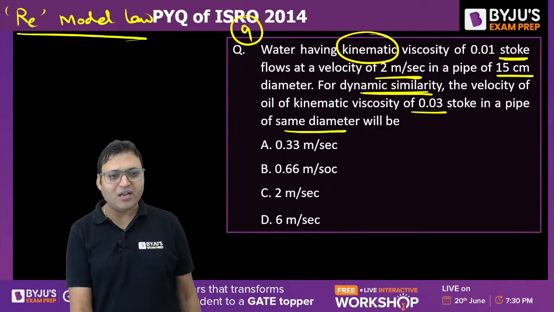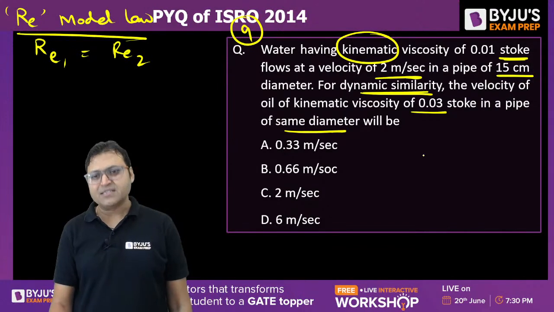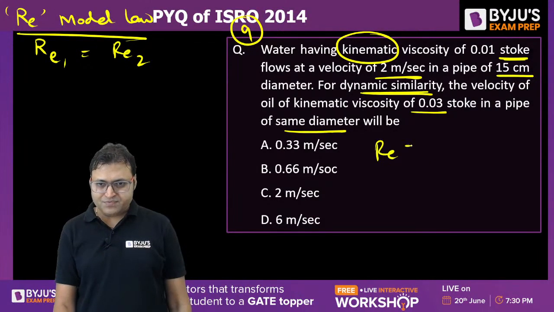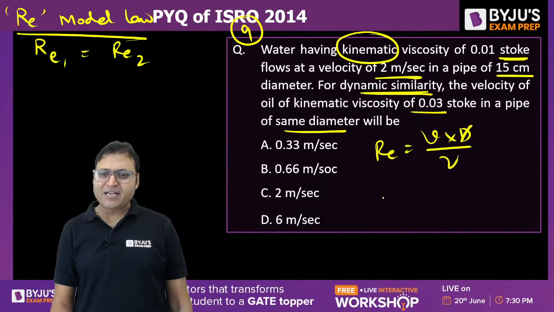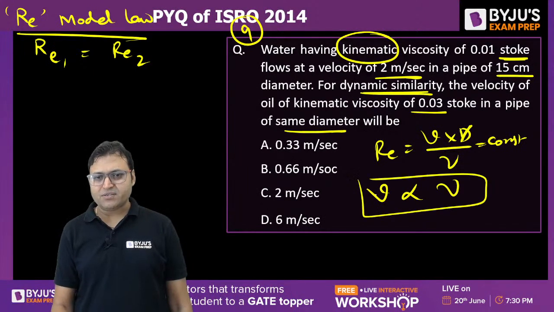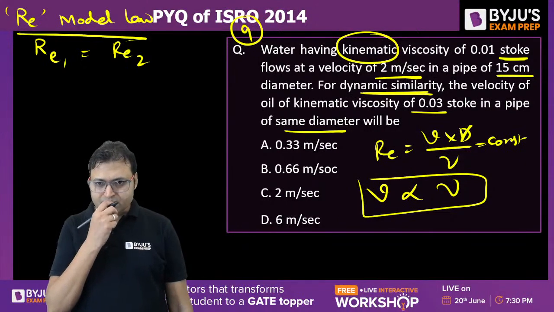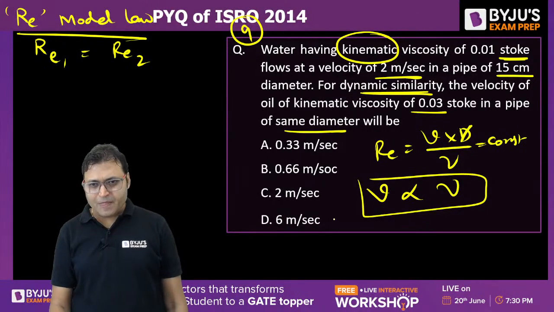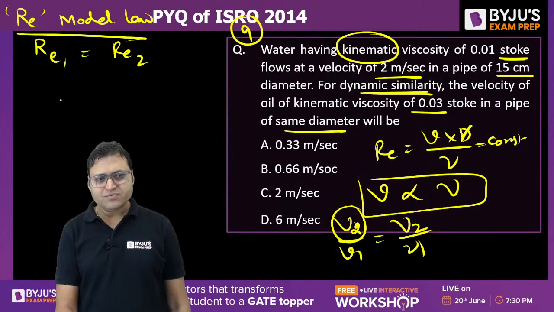According to Reynolds model law, Reynolds number for the first case will be equal to Reynolds number for the second case. What is the Reynolds number? That is V into D by kinematic viscosity. Diameter remains constant. So V is proportional to kinematic viscosity. So V2 by V1 is equal to nu2 by nu1. Can you find out the value of V2?